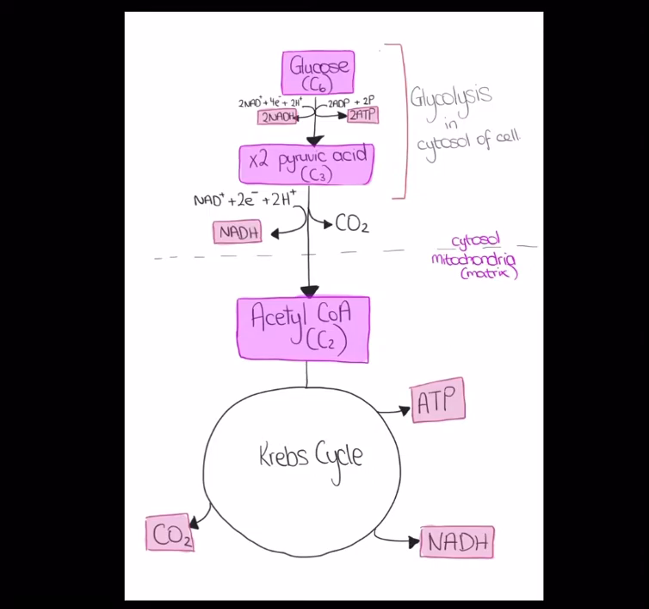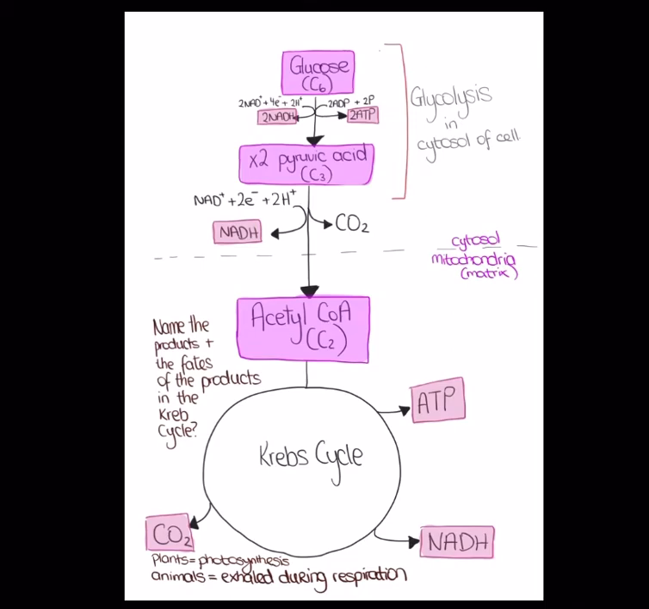A common question that they can ask you is to name the products and the fates of the products of the Krebs cycle. And that just means what do they go on to do. In plants, the carbon dioxide is used for photosynthesis, and in animals, the carbon dioxide is exhaled during respiration. The ATP is used to power other metabolic reactions, and the NADH enters into the electron transport chain.